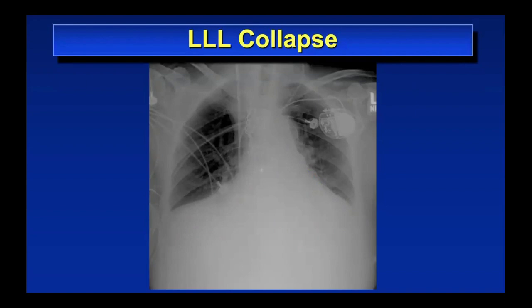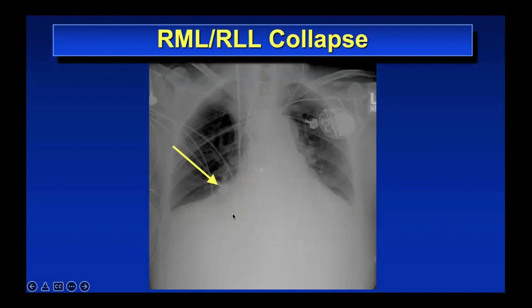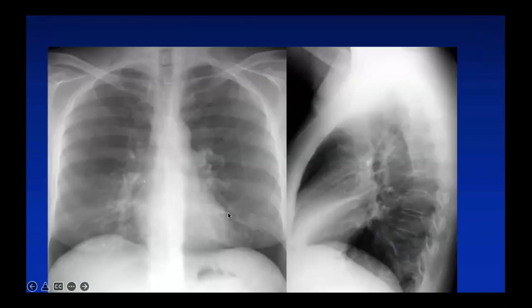Okay, but this patient has something else. How about on the right side? Look at this triangular area here. Notice that the right heart border is also obscured, as well as the hemidiaphragm. So the right heart border is obscured with right middle lobe collapse, and the lower lobe obscures the diaphragm.